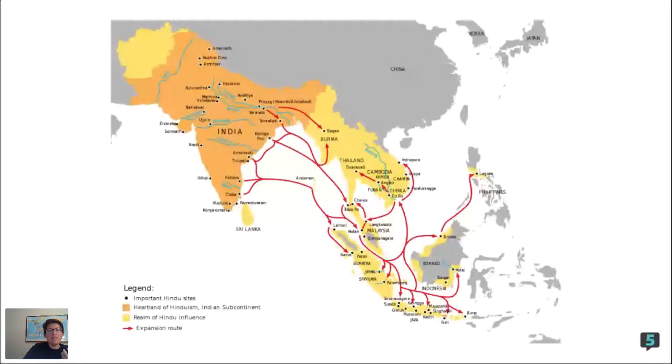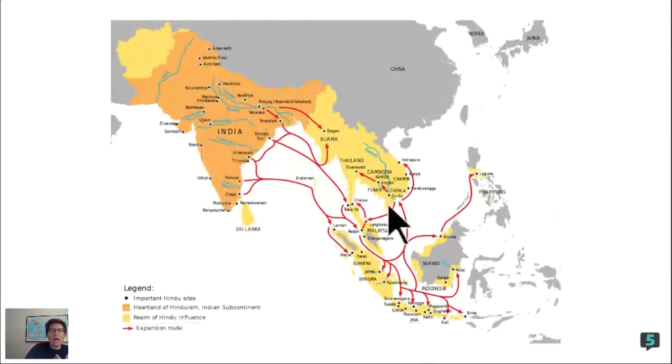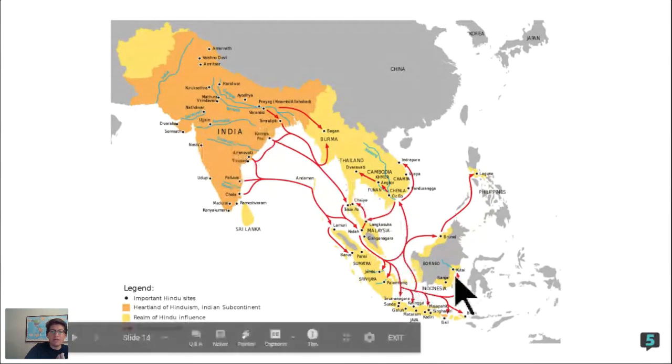belief. And you can see in the map that you have here on the page the spread of Hinduism from India and its home to outlying areas, especially in Southeast Asia, here in Indonesia and along the Malay Peninsula. It's quite significant.